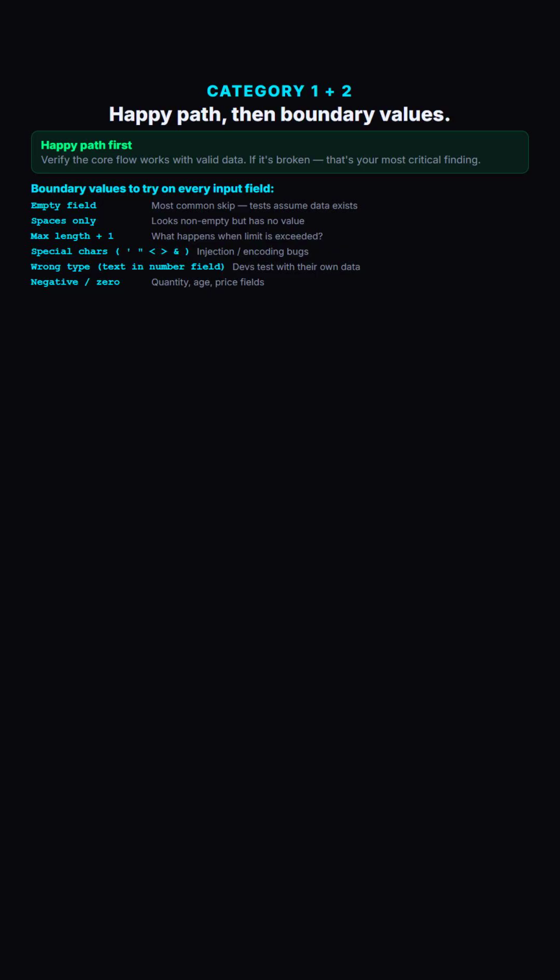The reason boundary values matter is that applications are almost always tested by developers and testers using realistic, normal data. The first person to try something unrealistic is often the user. Your job is to try it first.